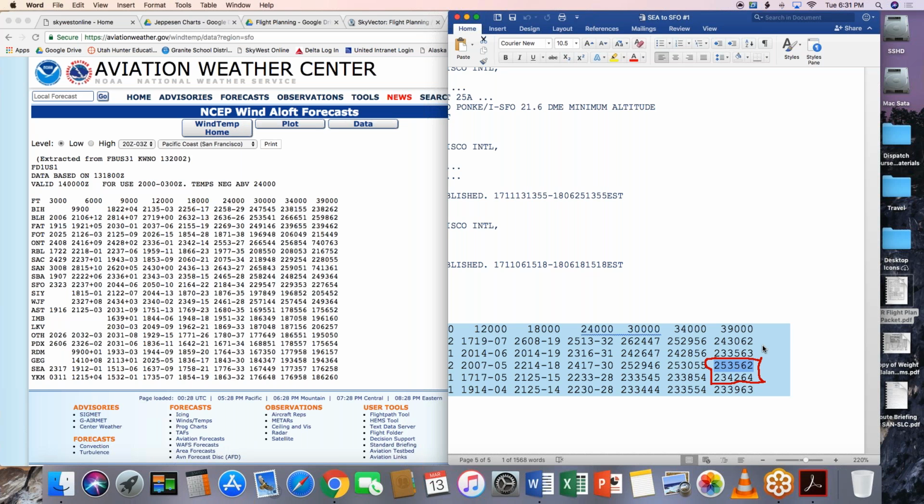So our temperature here is negative. After 24,000 feet, it's impossible to get a positive temperature because of the lapse rate. So we know those are negative 62 and negative 64, right? So the average between 62 and 64 is going to be negative 63 degrees C. All right.